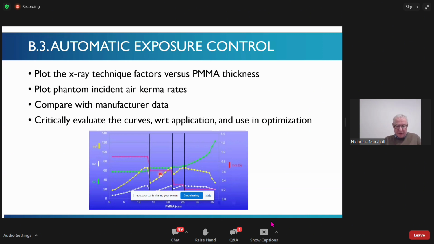So you can see on this system, this graph in the protocol, the PMMA goes from, say, 1 centimeter up to more than 35 centimeters. And you can see how the system changes the kV. The kV is generally pushed up as you increase thickness to get better penetration through the patient. At thin patient thicknesses, there's a lot of copper pre-filtration. This is then removed as the patient gets thicker, because you need more tube output.